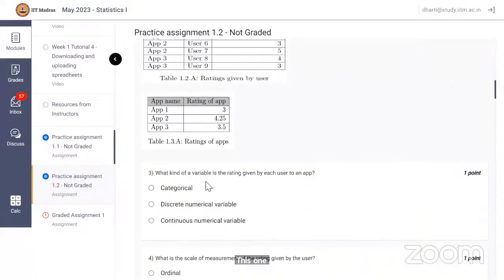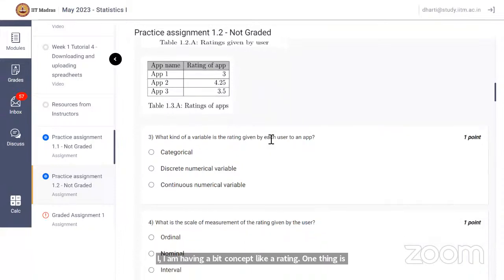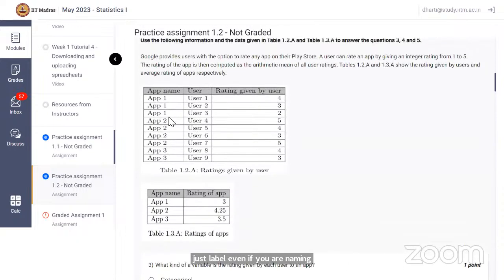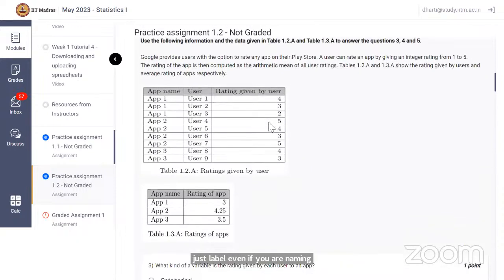Here, what kind of variable is it? I am having a bit of conflict. Like rating, one thing is certain: it is ordered data, meaning it's either categorical or a discrete numerical variable. But these ratings are arbitrary. Like some user is rating an app, so it's more like categorical. It's just a label, even if we are naming it 1, 2, 3, 4, 5.